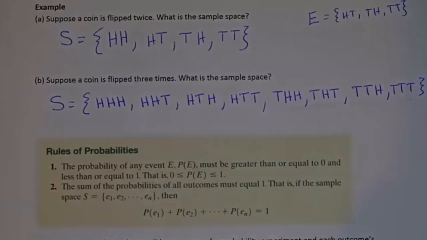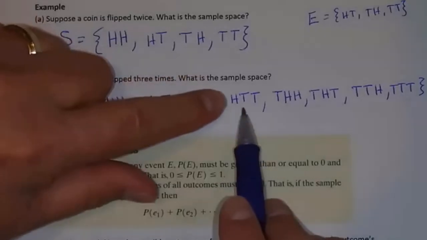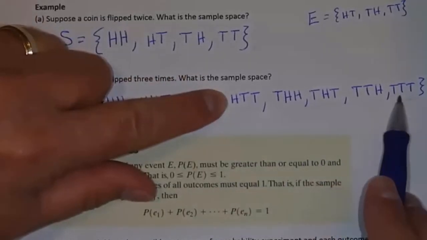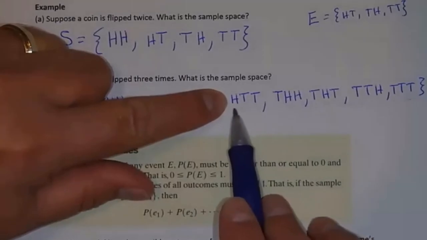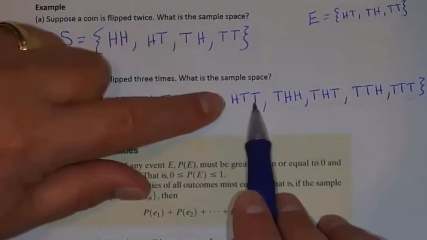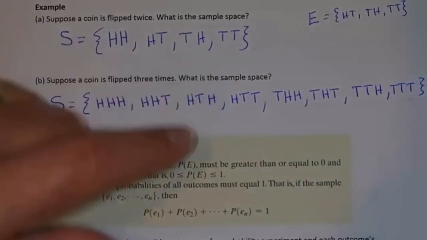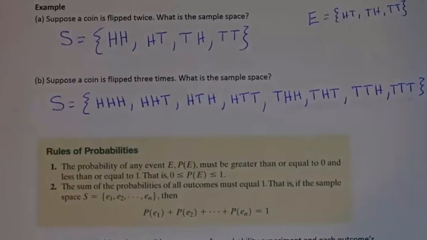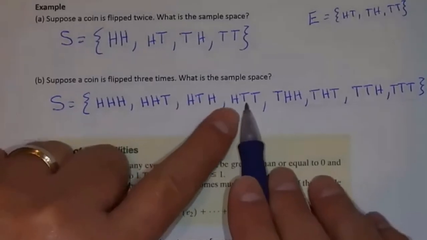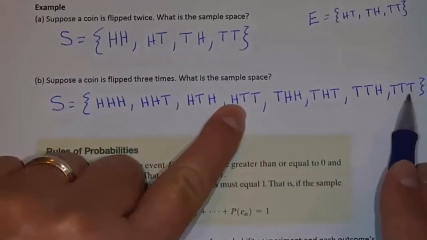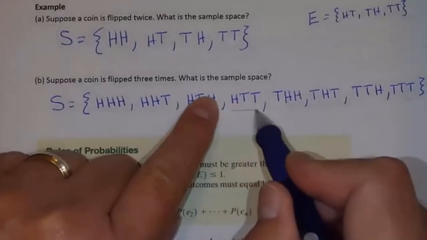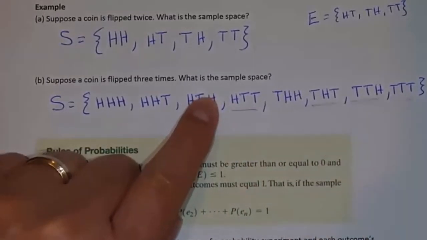Like I may again say, what's the event of getting at least 2 tails? Well, at least 2 tails could be this, or this, or this, or this. So the event of getting at least 2 tails would be heads, tails, tails; tails, heads, tails; tails, tails, heads; or tails, tails, tails. Or I might ask, list the event of getting exactly 2 tails. Exactly 2 tails would consist of this, this, and this, but not this because that's more than 2. So exactly would be these 3.